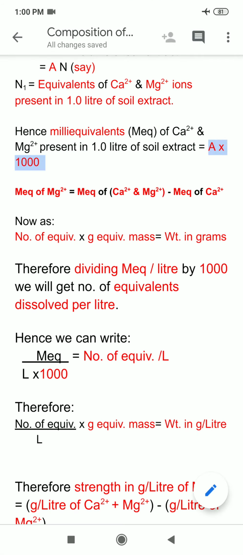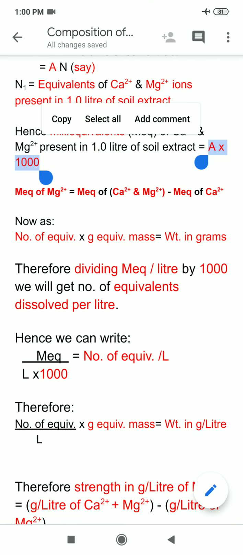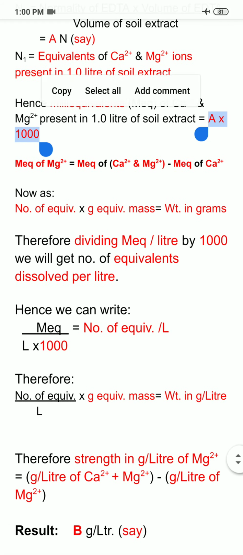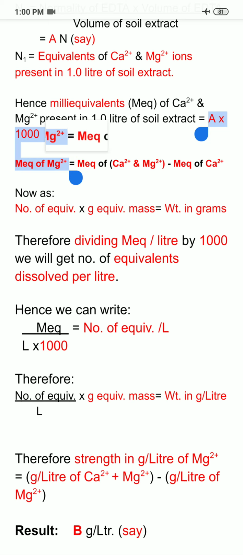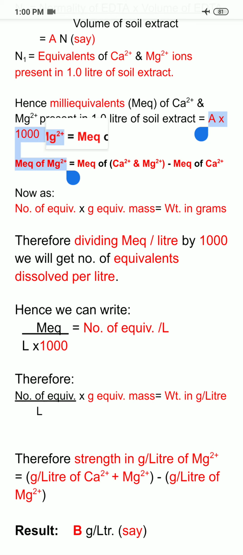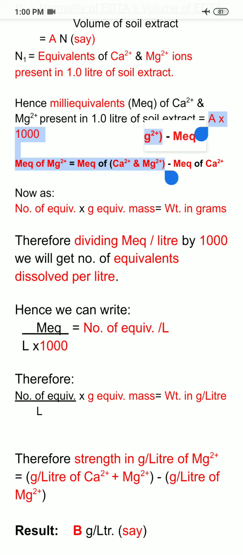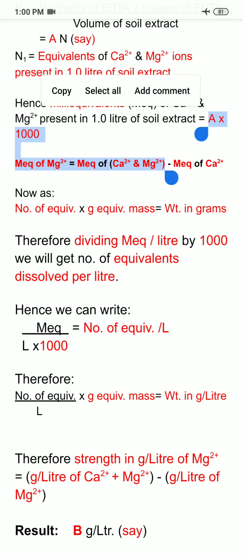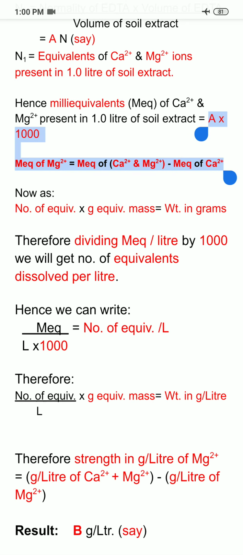This is in milliequivalents. So what is this? This represents the milliequivalents of calcium and magnesium. So in order to calculate the milliequivalents of magnesium ions, we will take the milliequivalents of calcium and magnesium and subtract the milliequivalents of calcium, which will be obtained by the calculations of the second titration.